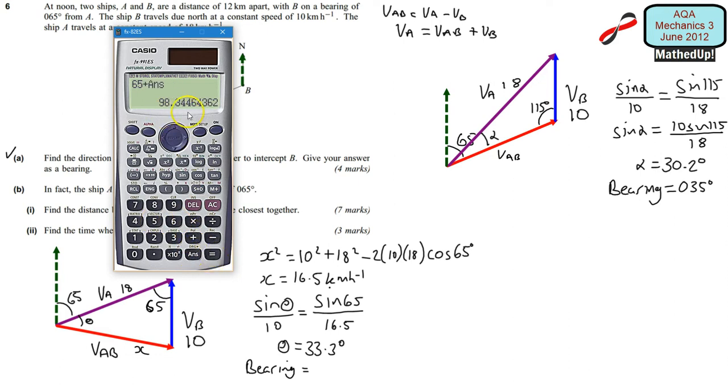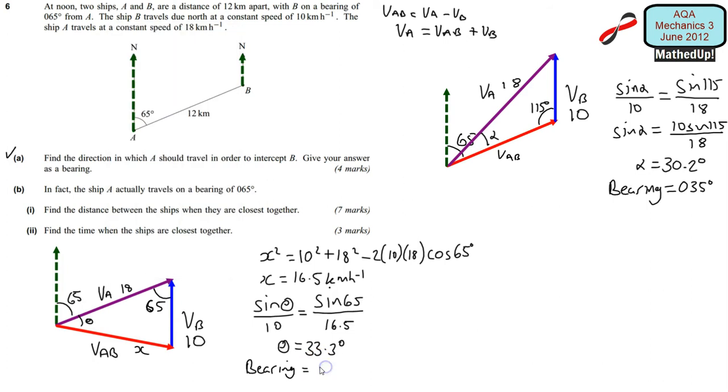which is 98.3 degrees, or to the nearest degree 0.98 degrees. So that's the bearing here that our velocity of A relative to B is going to be.